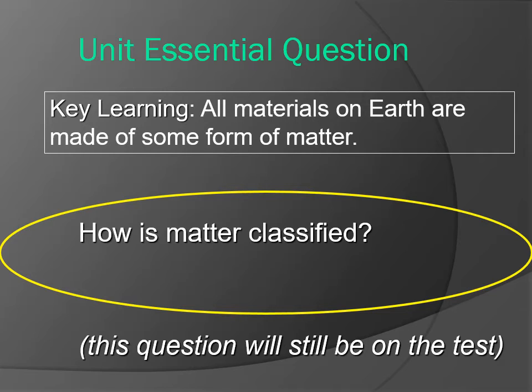So your key learning is that all materials on Earth are made of some form of matter. Essentially, in the universe, there's matter and there's energy. And if it's not energy, then it must be made of matter, and that's quite a bit of stuff. So the question here becomes then, how is matter classified?